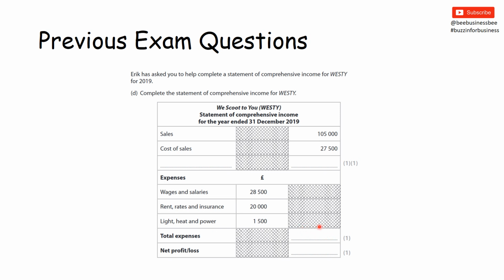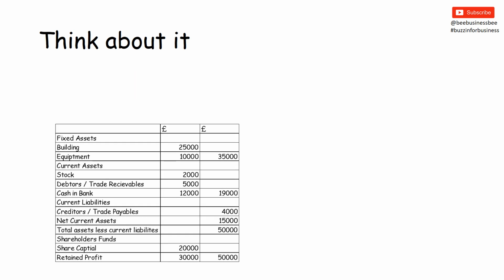You need to calculate it then. You then need to work out your total expenses, so you need to work out what you're going to do there. And then you've got, so I'm hoping you calculated gross profit there, and you got 77,500. Your total expenses were 50,000 when you added those numbers together, and your net profit would have been 27,500. If you got them right, well done, you got yourself 4 marks.